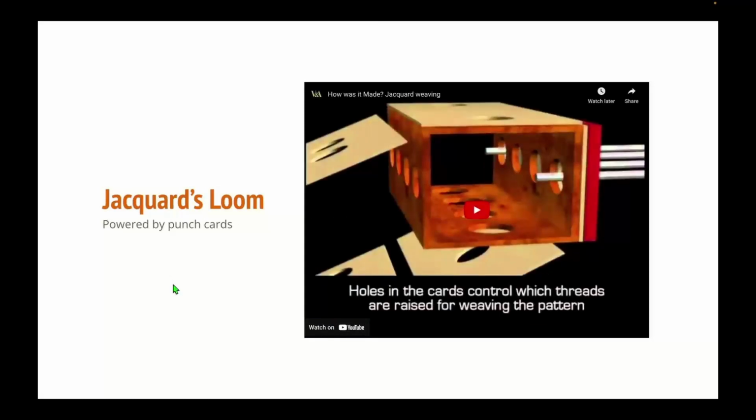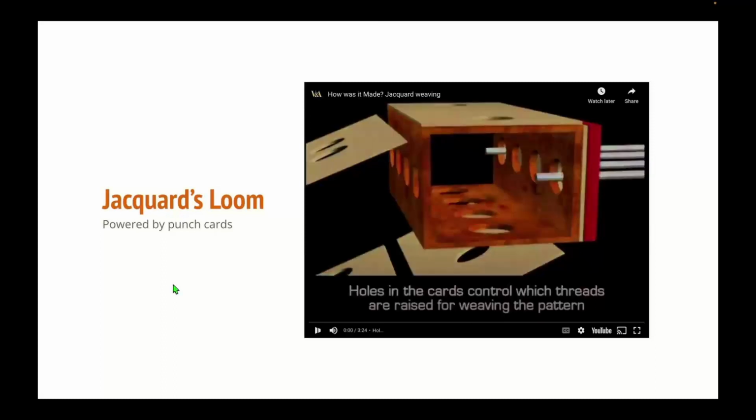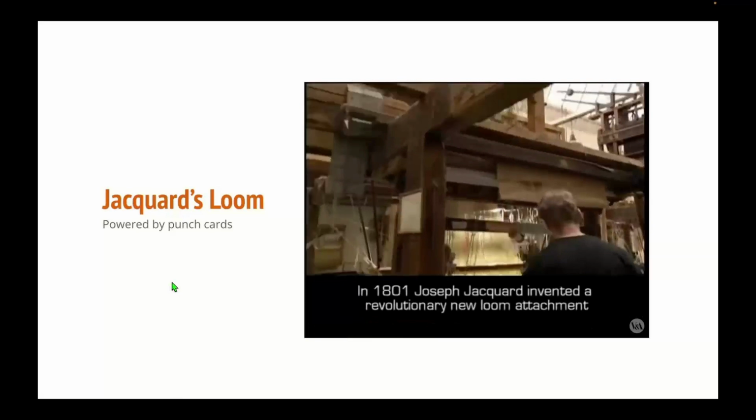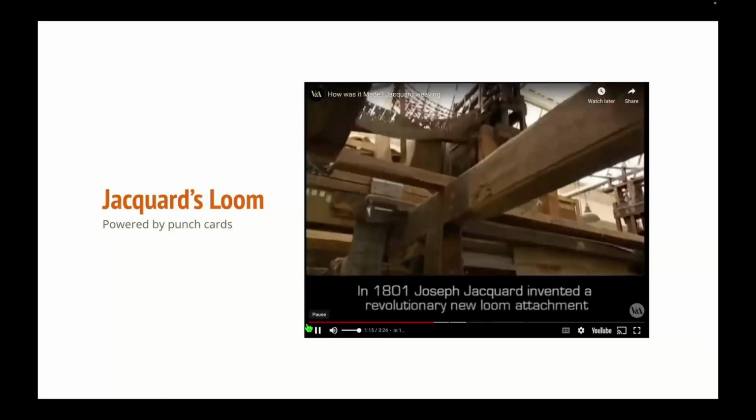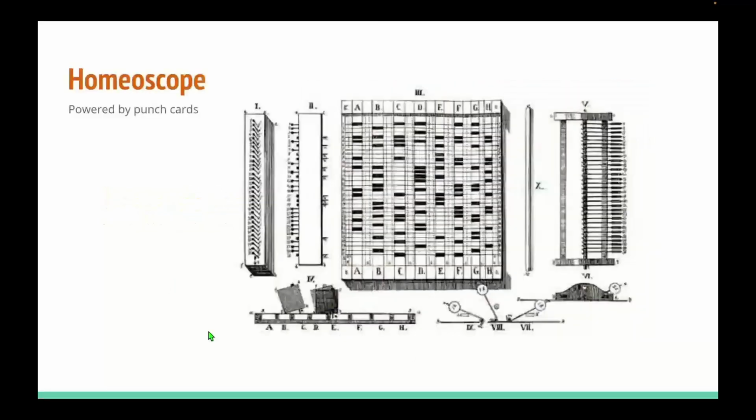Pretty wild, right? So you could see that the absence or the existence of a hole in the piece of paper told the loom which threads to lift up and which ones not to. This was in the early 1800s, and some folks in Europe saw this and were like, "Whoa, let's take this beyond the textile industry. Let's just store data for all sorts of things."